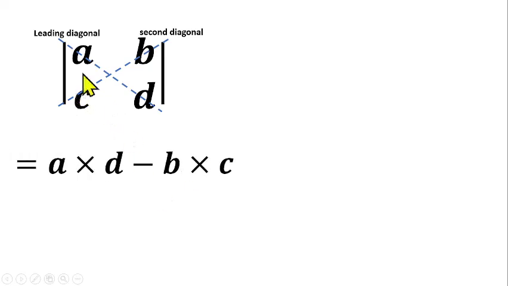That means this will give us A times D, minus B times C. So A times D gives us AD, minus BC. So that's how to find the determinant of any 2 by 2 matrix. This is the leading diagonal, you multiply them out, and the second diagonal you multiply as well. A times D gives us AD, then B times C gives us BC, but you need to subtract: the multiplication of this minus the multiplication of this.